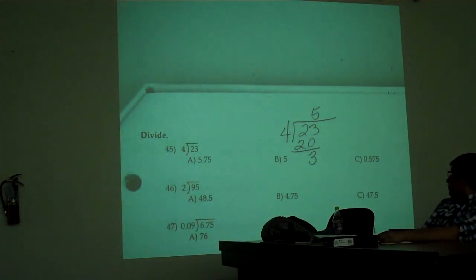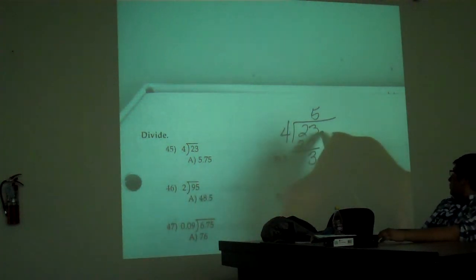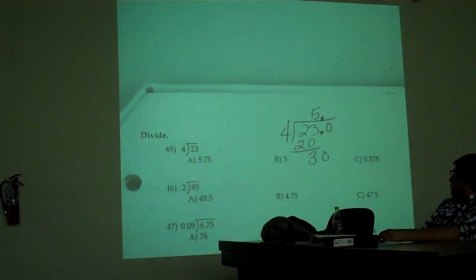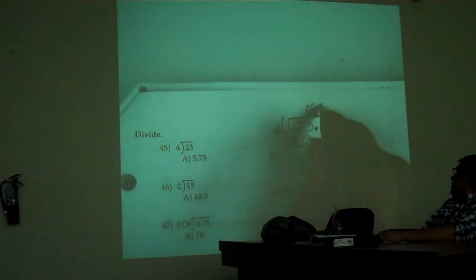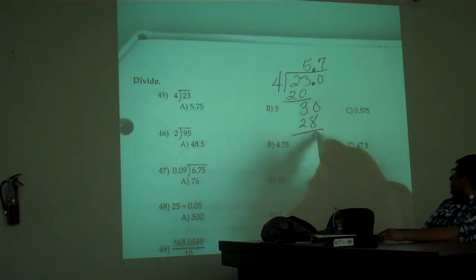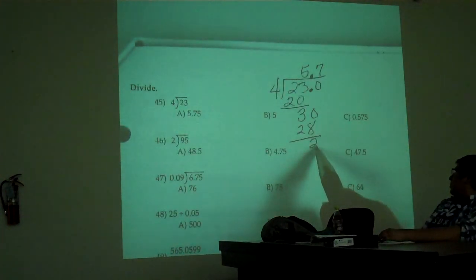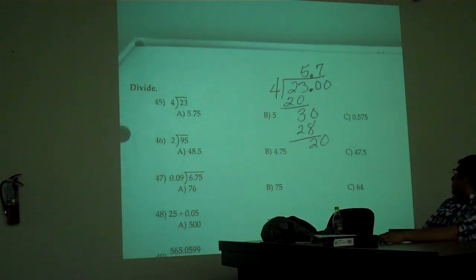Do not put 3/4. We're not doing fractions, we're doing decimals. So you need to add a 0, put your decimal in here, bring it up into your answer, add a 0, bring it down. 4 into 30? 7 times. 7 times 4 is 28. 2 left over. Don't do the 2/4. You still need to add zeros, bring it down.